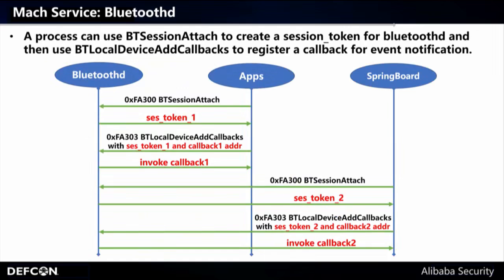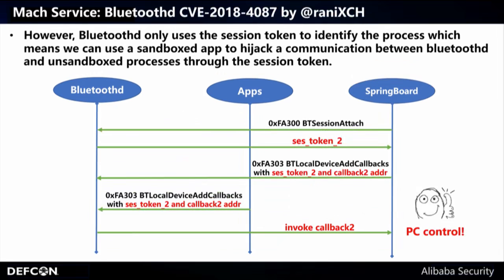A process can use BT session attach to create a session token for Bluetooth D and then use BT local device add callbacks to register a callback for event notification. However, it has a vulnerability, which was found by Rennie. He found that Bluetooth D only uses the session token to identify the process, which means we can use a sandboxed app to hijack communication between Bluetooth D and unsandboxed processes through the session token.